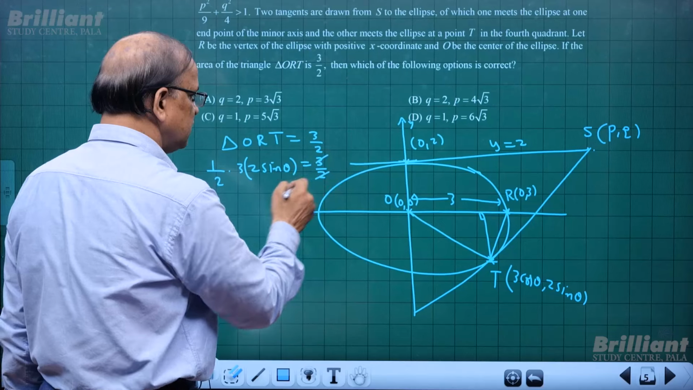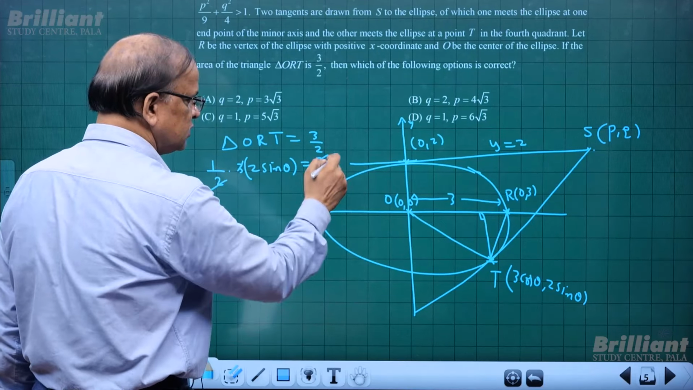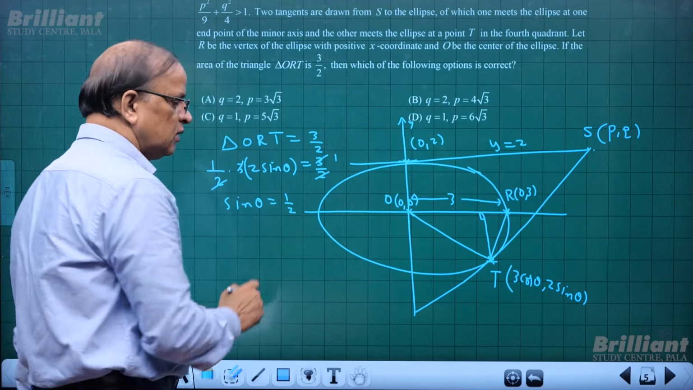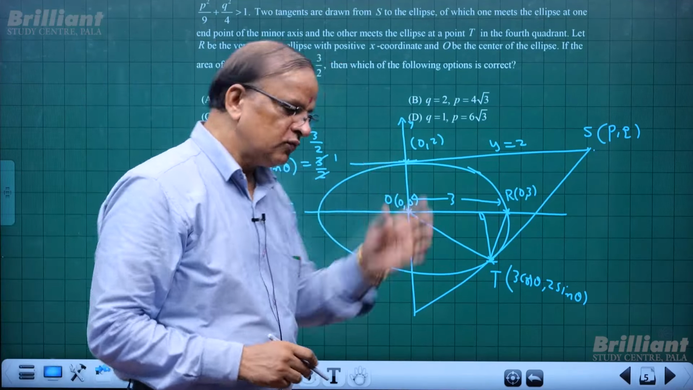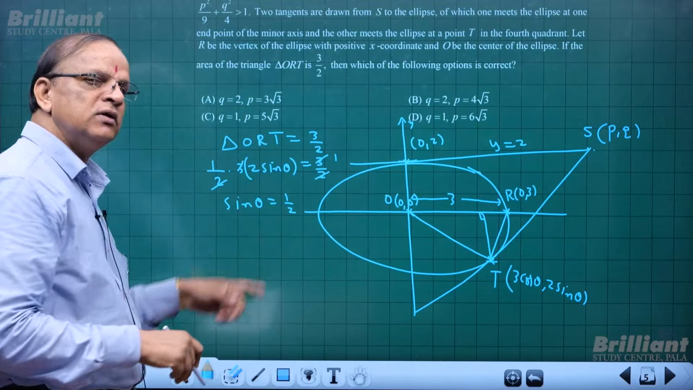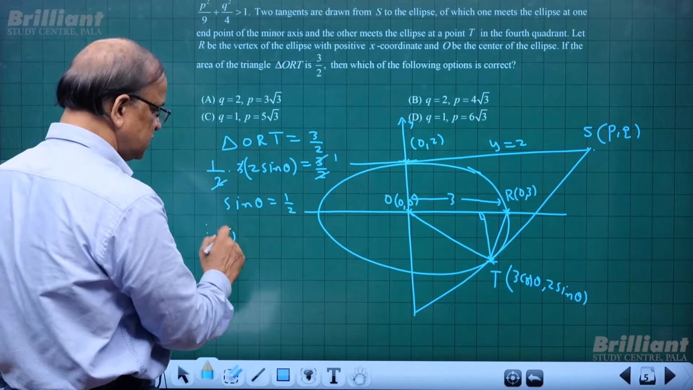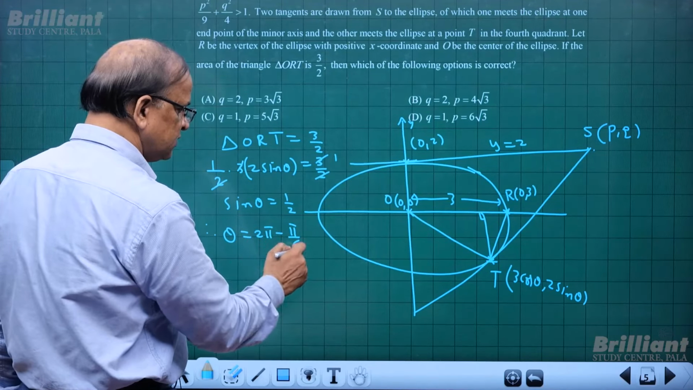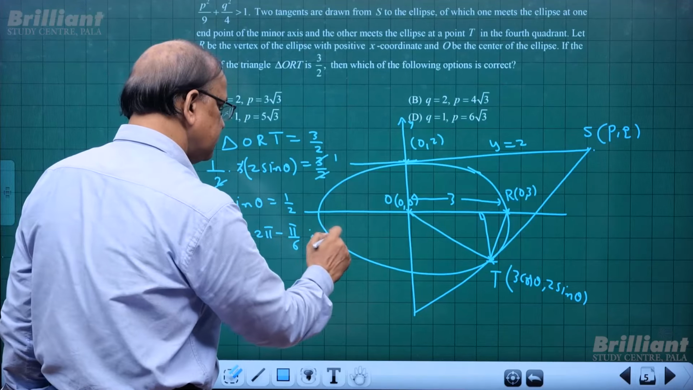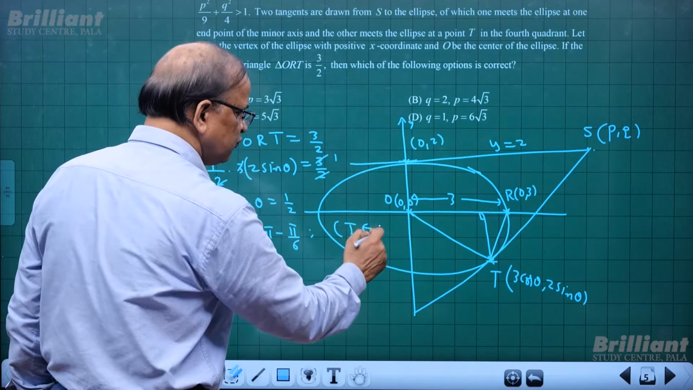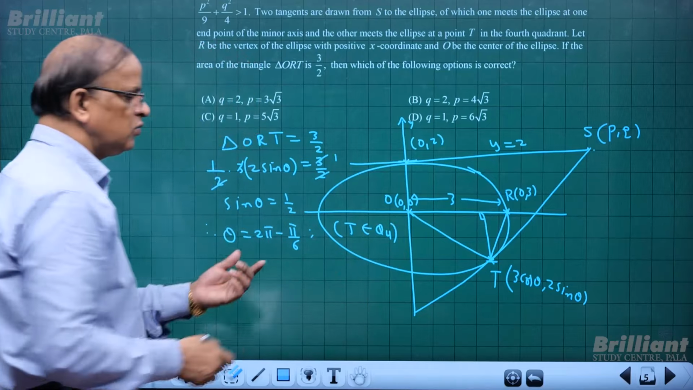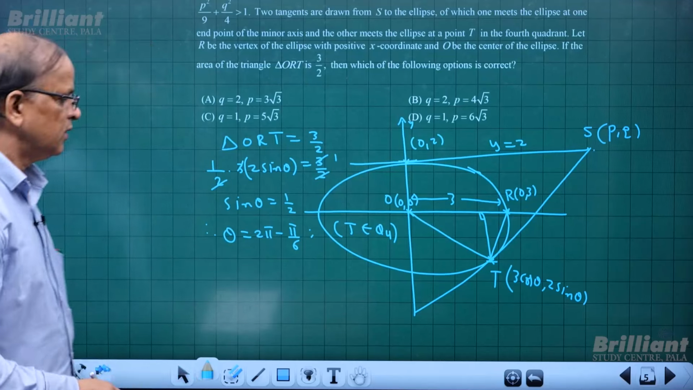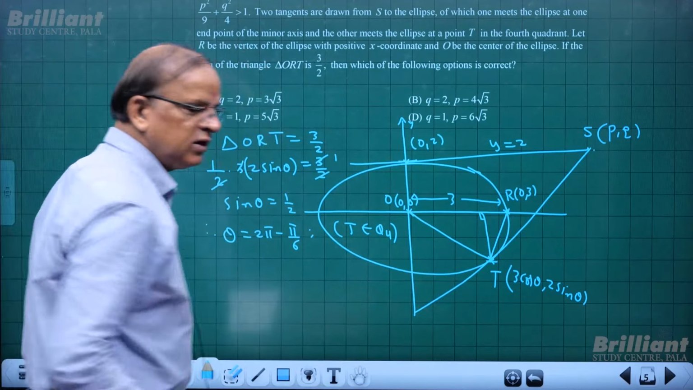Okay, 3 by 2 cancels. So sin theta is 1 by 2, right? But it is in the fourth quadrant, no? So 2 pi minus this. Therefore theta is 2 pi minus pi by 6, that is 2 pi minus 30 degrees. Since T belongs to the fourth quadrant, that is why 2 pi minus. So now we know theta, then we can find the T coordinates.